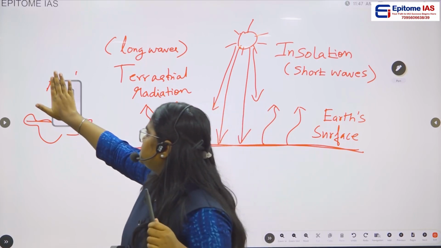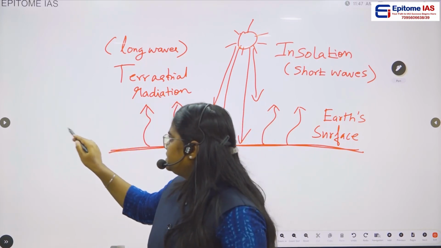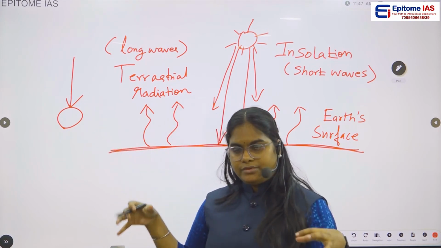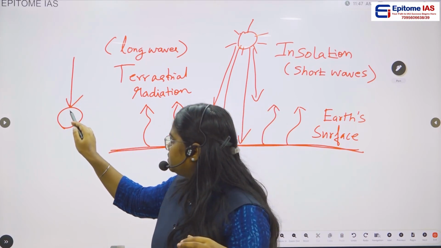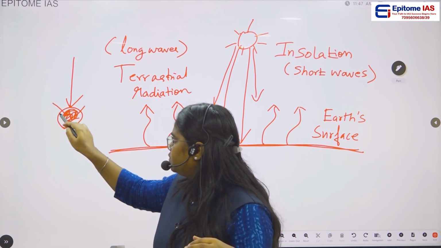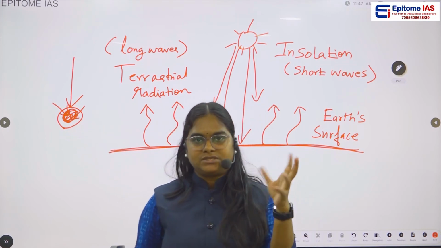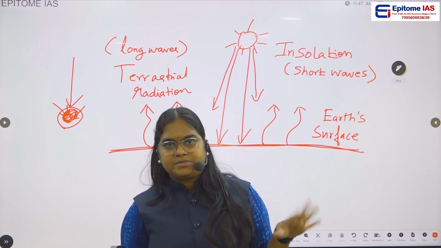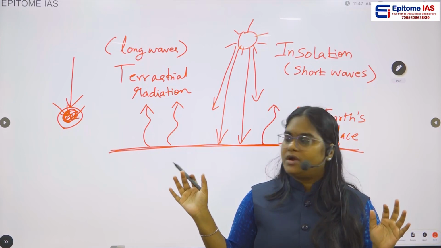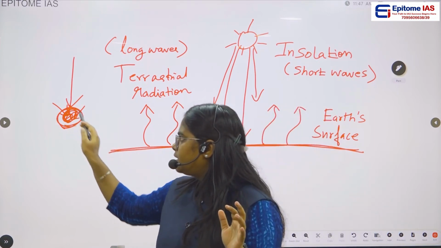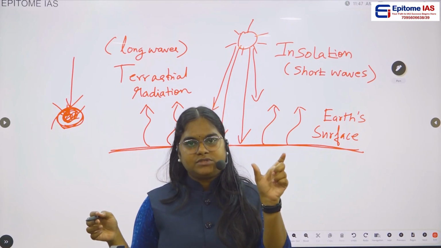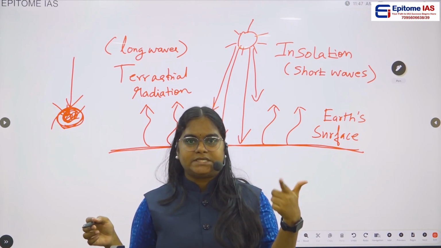And what is absorption? Let's say the solar radiation reaches the atmosphere, and some of it is absorbed inside the atmosphere. If you see the stratosphere, it absorbs the incoming solar radiation. Then what will happen because of this absorption? The atmosphere gets heated up.